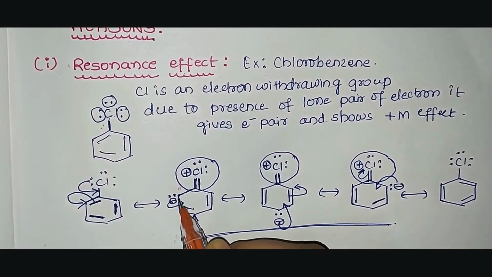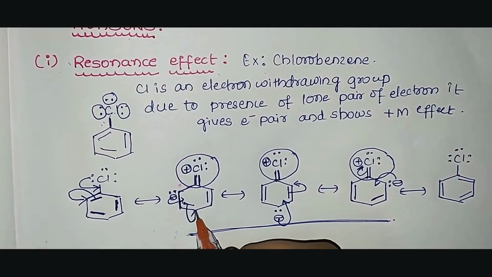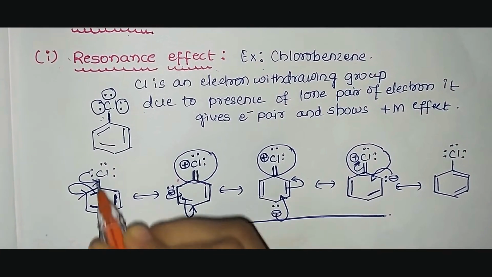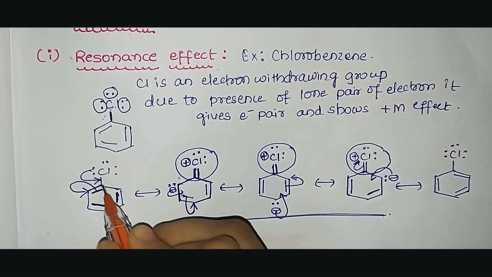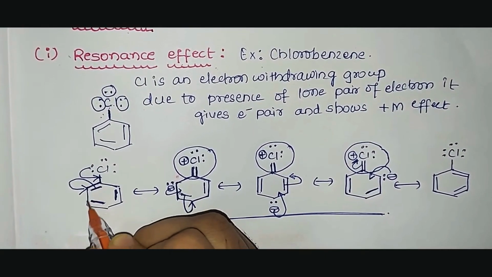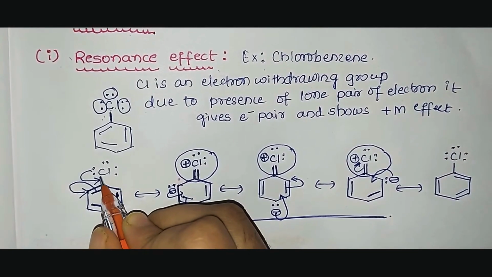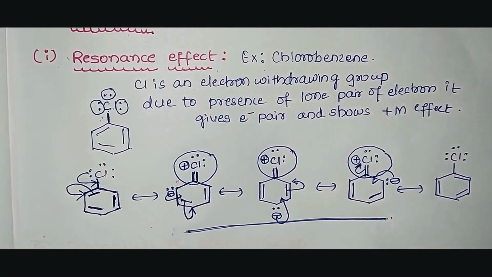That means what? There should be a condition where a lone pair is followed by single bond, double bond, single bond, double bond, single bond, and double bond. Let us consider. So here: lone pair, single bond, double bond, then single bond, double bond, then single bond, double bond, then single bond, then lone pair of the electron. So this is what we observe here.